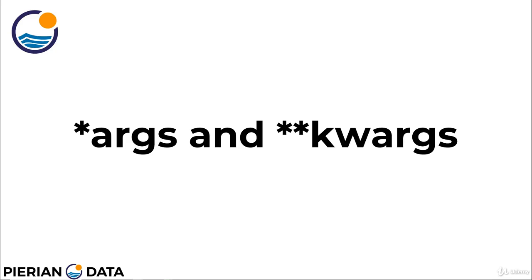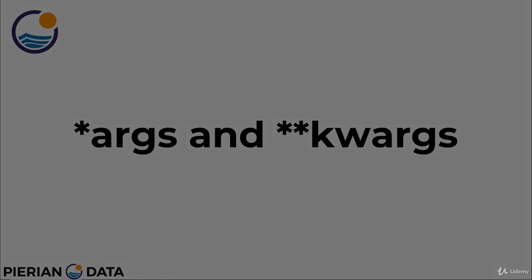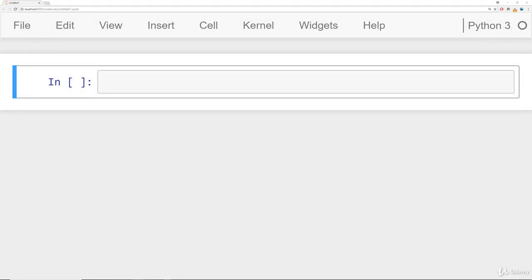Eventually, if you work with Python functions long enough, you're going to want a way to accept an arbitrary number of arguments and keyword arguments without having to predefine a bunch of parameters in your function calls. So let's show you what I'm talking about by jumping to a Jupyter Notebook. Let's begin by doing the following.